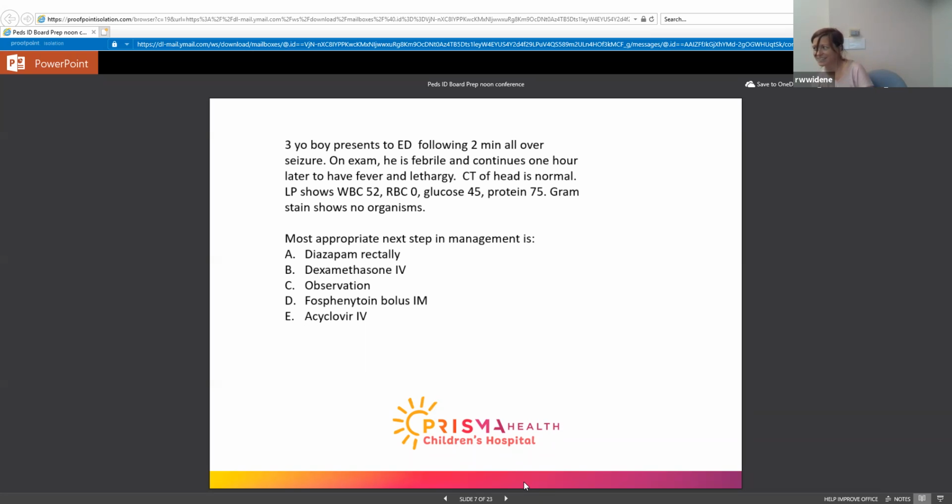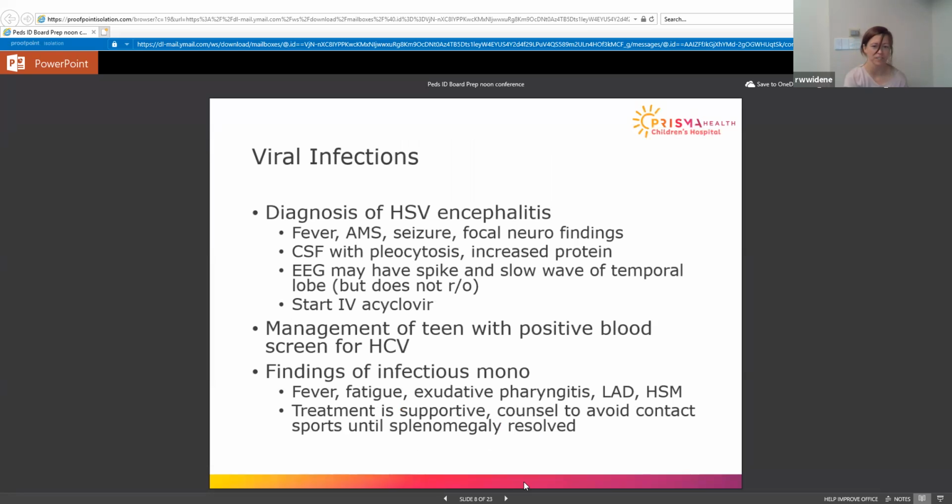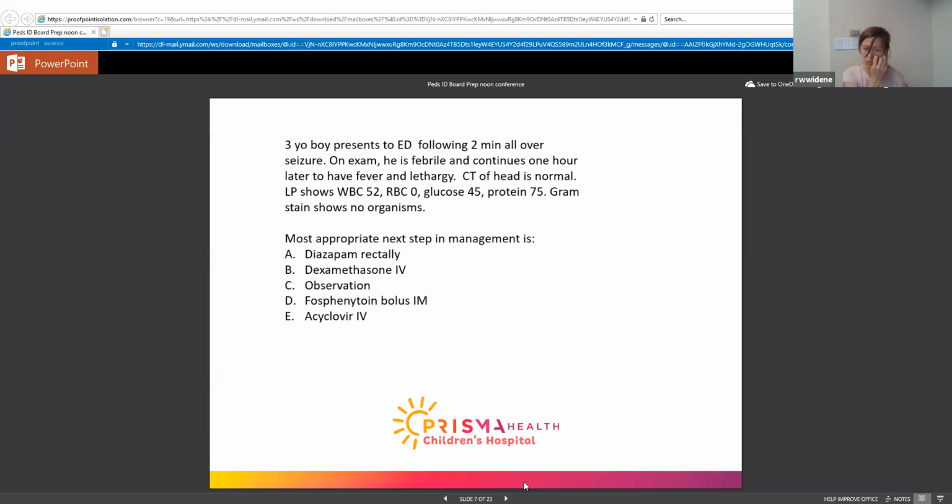I'll give you a hint. This is an ID lecture. Acyclovir. It's acyclovir. So we're going to go over HSV encephalitis. To walk through this one, you don't do diazepam because he's no longer having a seizure. He's just post-ictal.